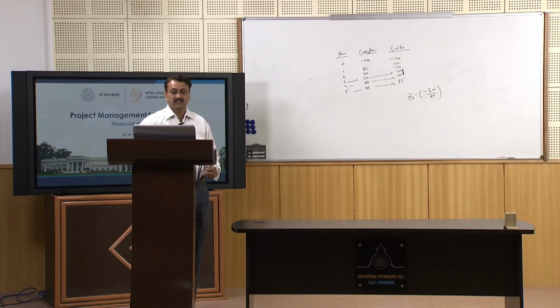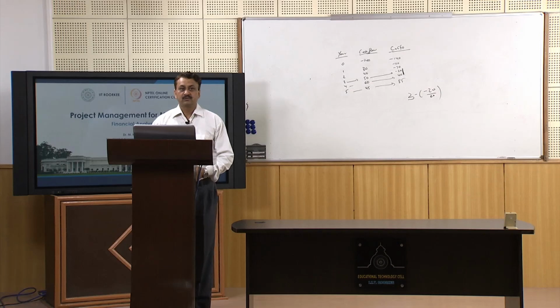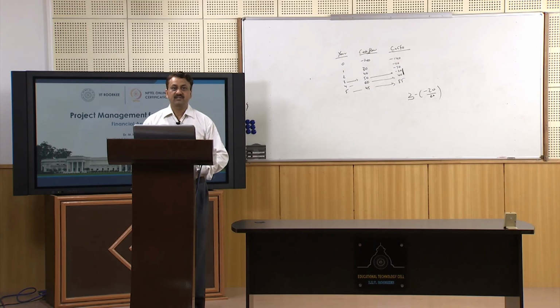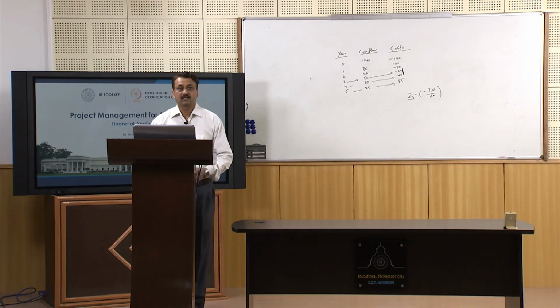So, here is the solution for this question, and finally we will say that machine A is preferred because the average rate of return for machine A is 25%. This is a very simple question, you can easily solve it. You can easily calculate the average rate of return for these two machines, and for this example you would be selecting machine A. With this I complete this session.